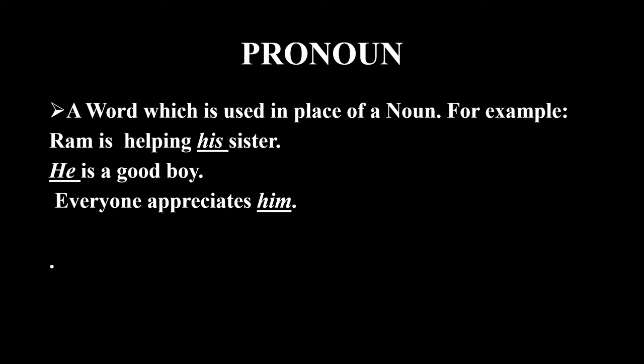For example, Ram is helping his sister. He is a good boy. Everyone appreciates him. In these 3 sentences, there is discussion about a boy named Ram. In the first sentence, Ram is helping his sister. The word his is underlined. This his is used for Ram's, but we haven't said Ram's sister. In the second sentence, he is a good boy, means Ram is a good boy. And in the third sentence, everyone appreciates him. Him is used in place of Ram.